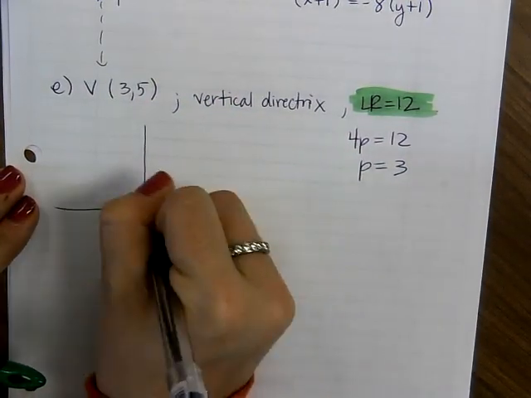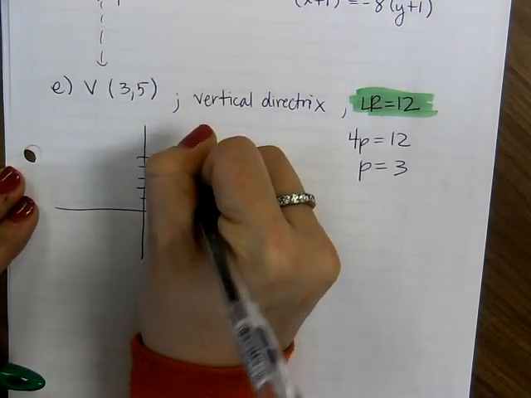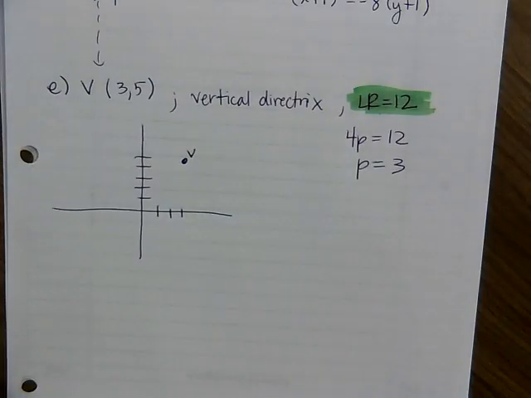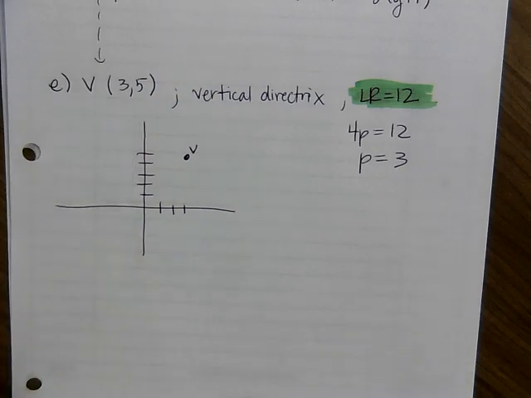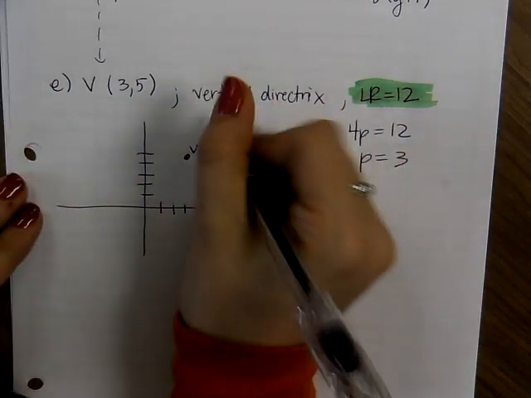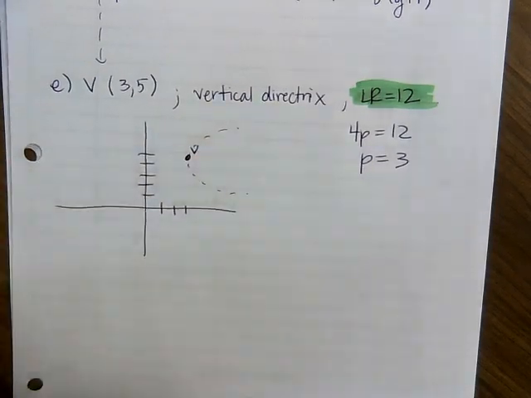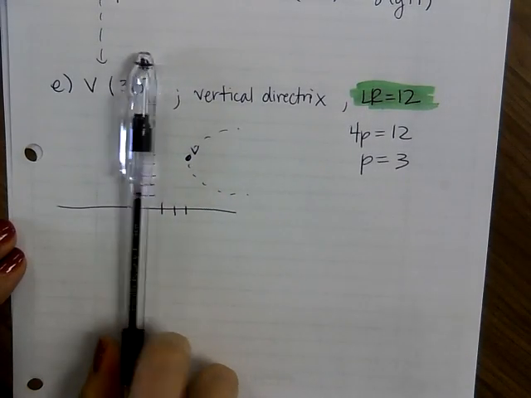We have a vertex at 3, 5. And I have a vertical directrix. And I have a distance of P away from the vertex. So is this parabola an x squared or a y squared? Why? Because if I have a vertical directrix, it's got to open away from it. So it's going to open to the left or to the right. Which way does it open? To the right? So like this? So like my directrix is here?